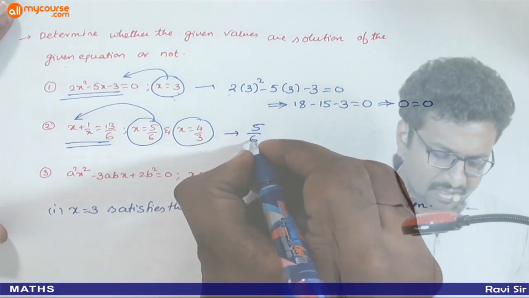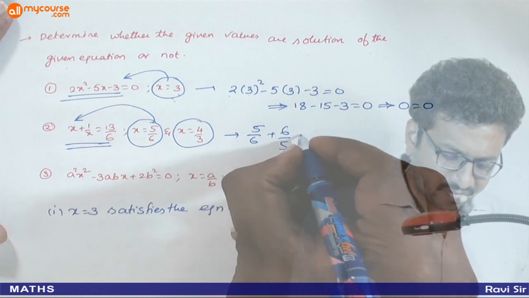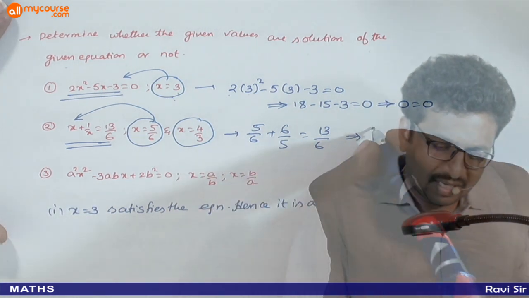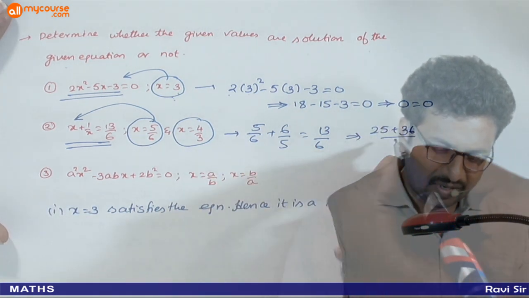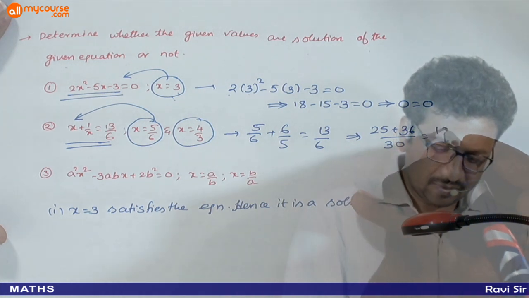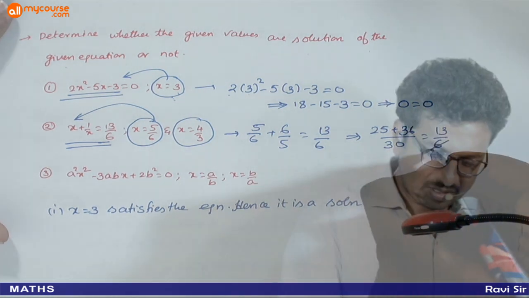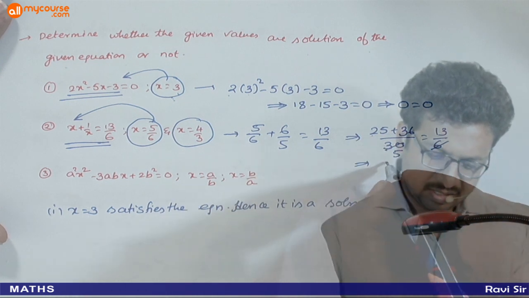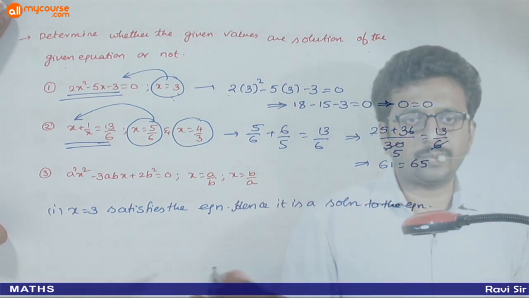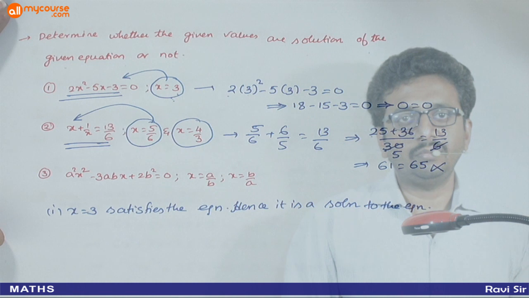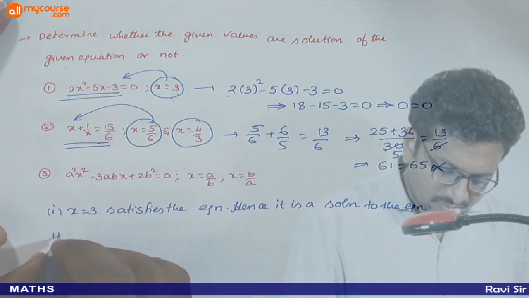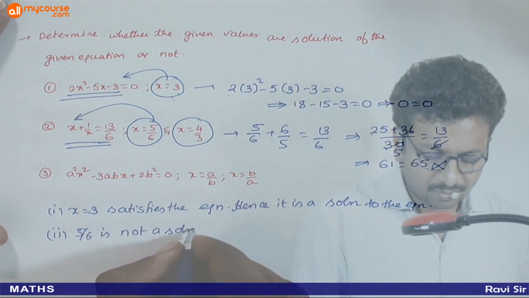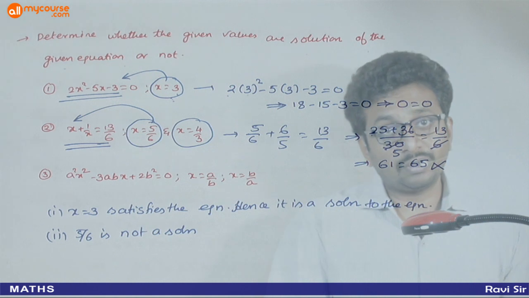So, 5 by 6 plus 1 by 5 by 6, which is 6 by 5, is equal to 13 by 6, which implies 25 plus 36 divided by 30 is equal to 13 by 6. 6 cancels 5 times. So 61 by 30 is equal to 65 by 30, which is wrong. Which means 5 by 6 is not a solution.